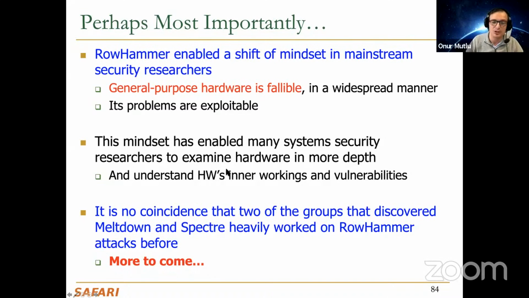So in commodity systems, you don't have error correction. You don't have refresh rate increase. Basically, commodity systems are not protected. So whenever you get a bit flip, it directly results in a bit flip in your data structures.